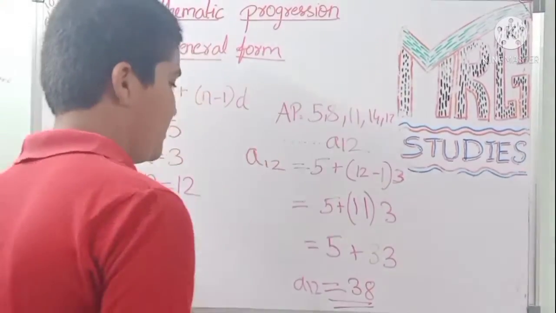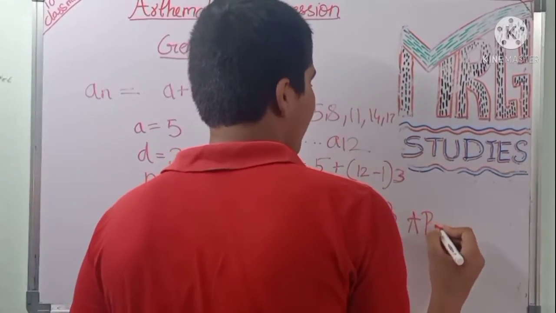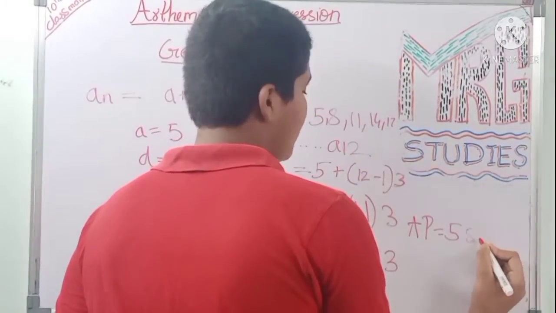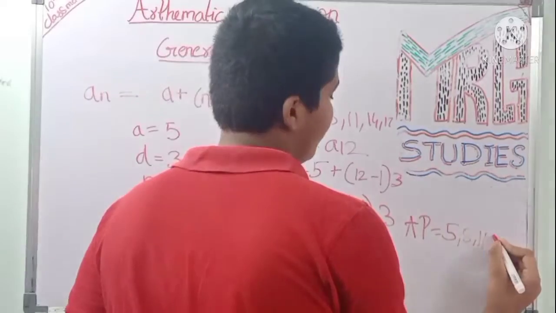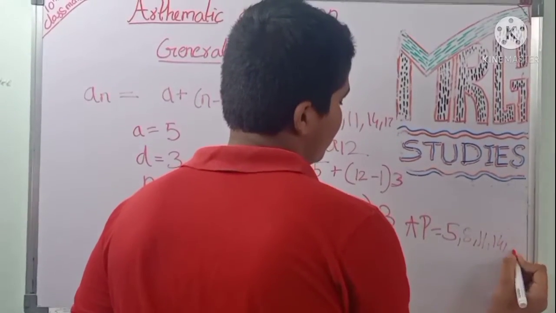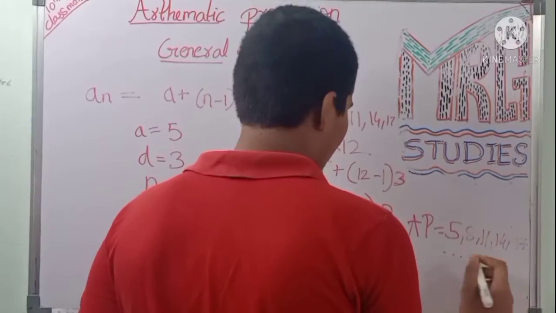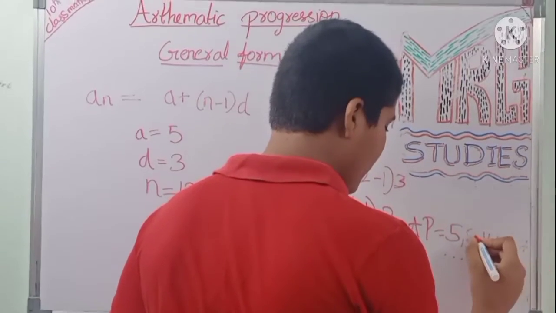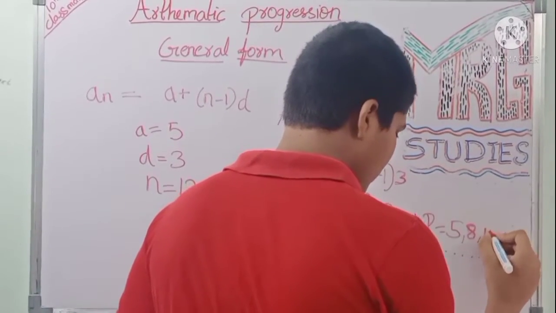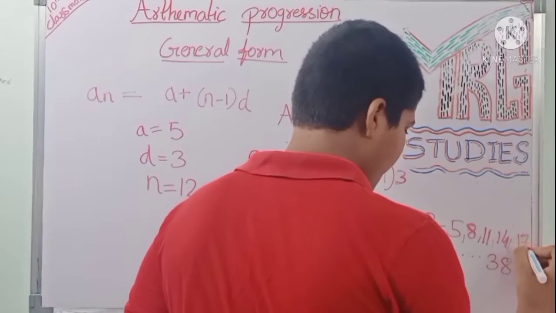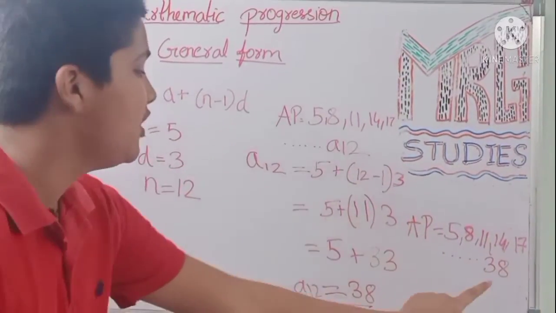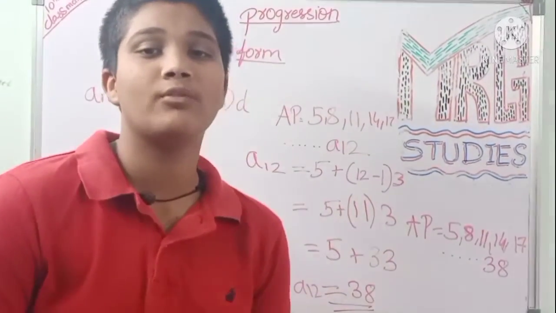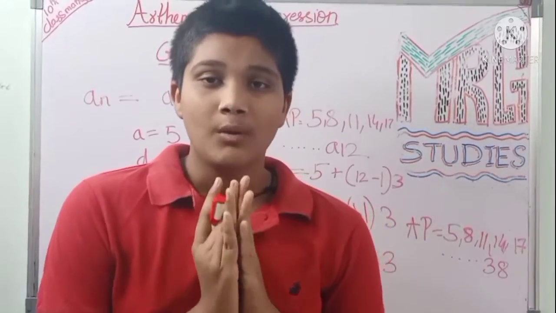Now we should write the AP like this. See here, AP: 5, 8, 11, 14, 17 and so on. At A12 what do we have? 38, right? So this is the AP and we got the A12 term is 38. So this is arithmetic progression, with two types of methods to solve the problems.